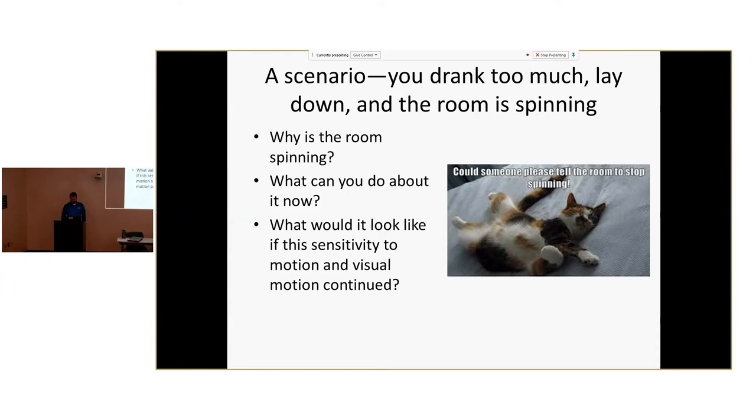So the question is this, does this affect current and future behavior? Yes. So we likely should learn from what happened. But the question is, what if this sensitivity to motion or sensitivity to visual motion continued unabated? So we're dealing with chronic dizziness here. And this is one thing I could relate to from my past.